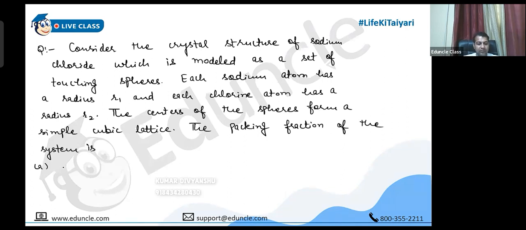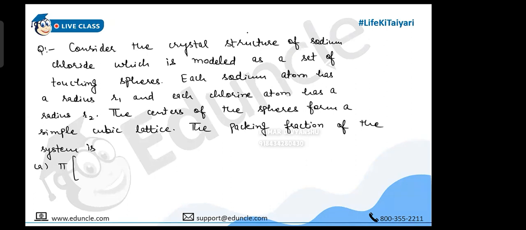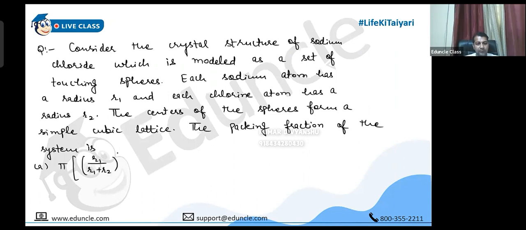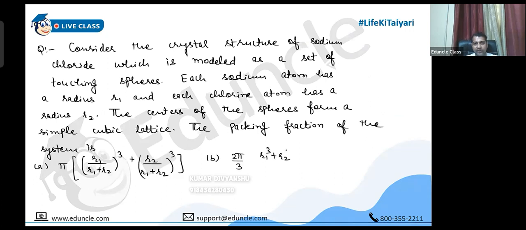So packing fraction has to be calculated. So R1 by R1 plus R2, R2 by R1 plus R2 whole cube, D is 2 pi by 3. We actually derived this formula. Do you remember?